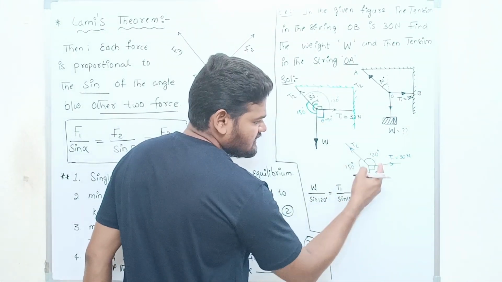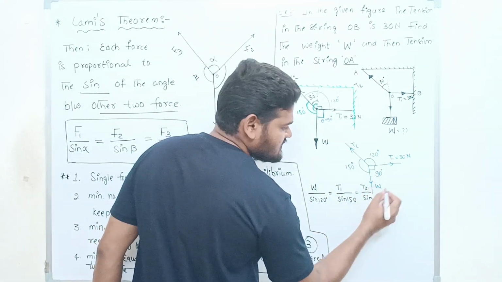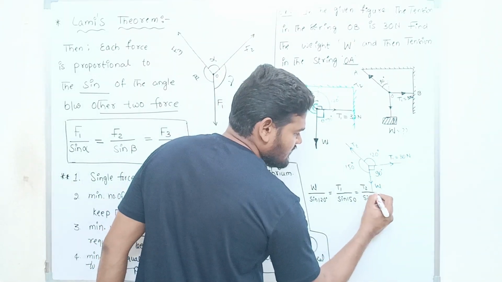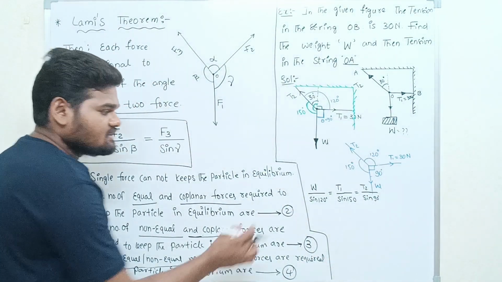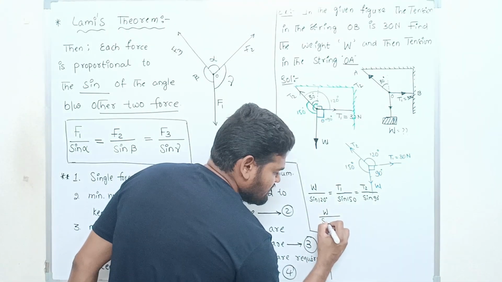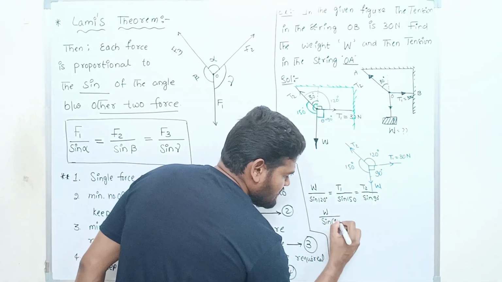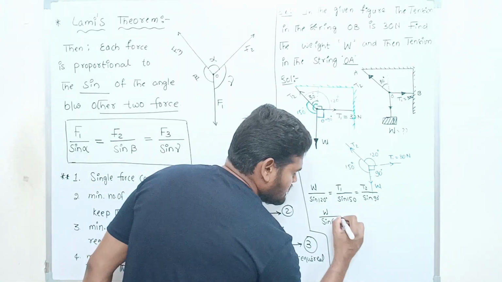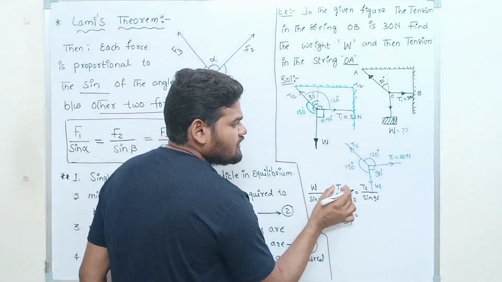This is T1. So the other two forces are T1 and W. What is the angle between them? 90 degrees. That's it. So W by what is the value of sine 120? Sine 120 is given as sine of 90 plus 30. Okay, so that is equals to... what is the value of T1?